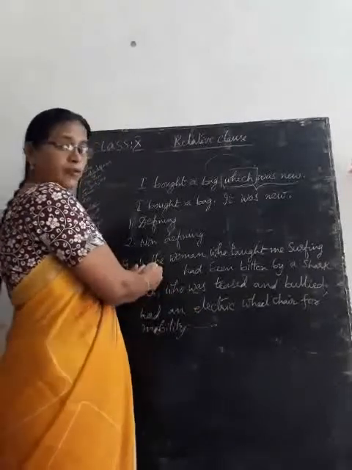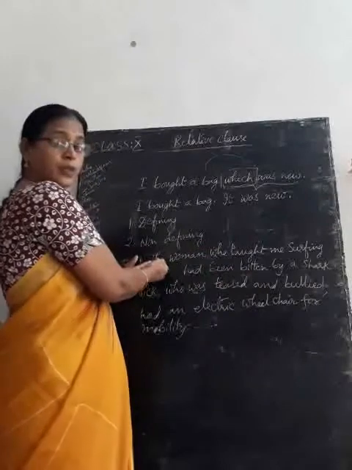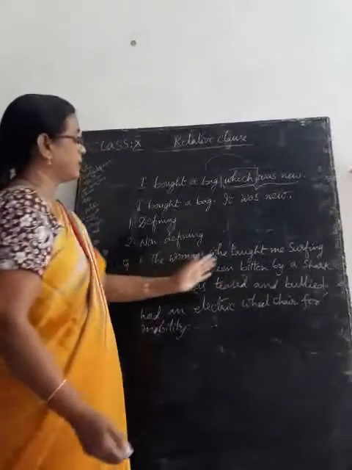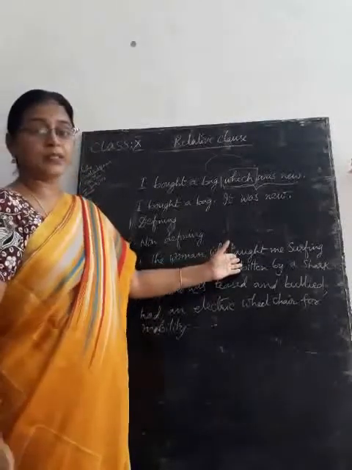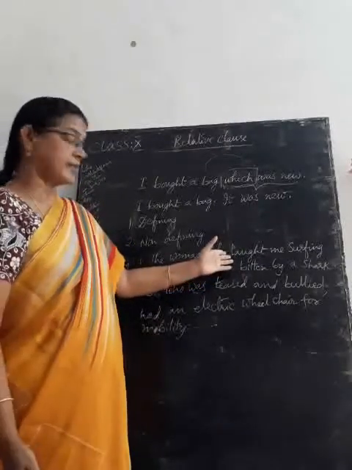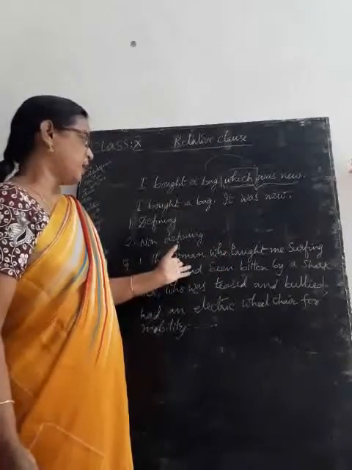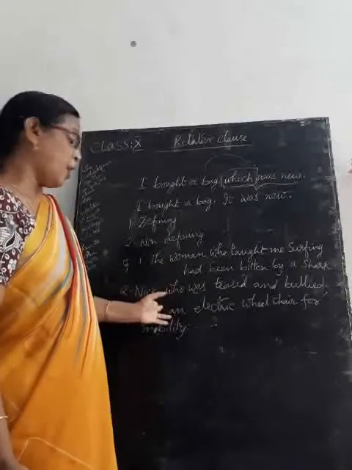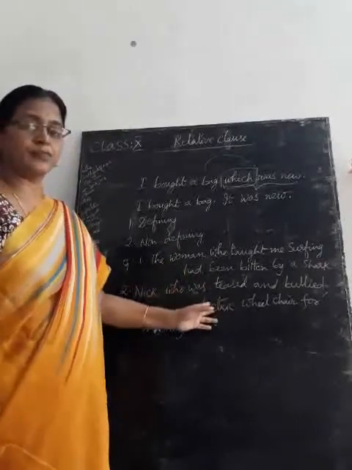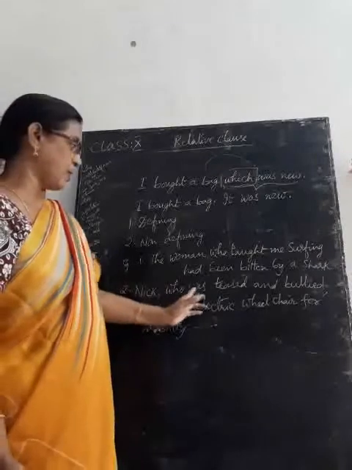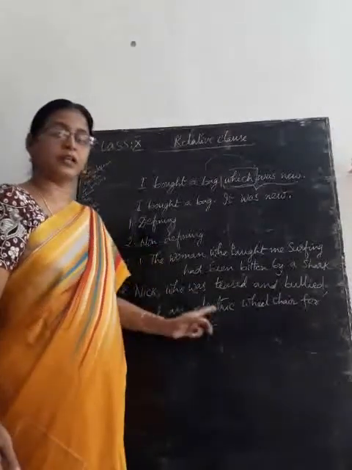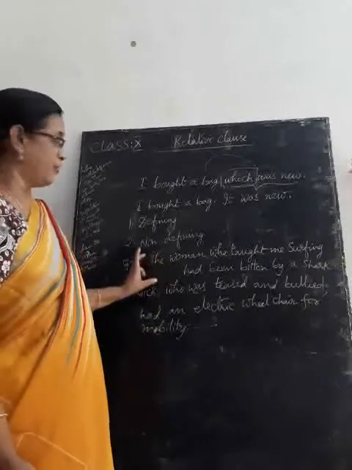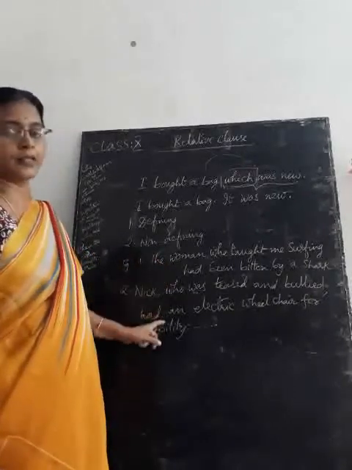Here defining relative clause, it defines the noun. What is the noun here? The woman. It describes or it qualifies the noun, the woman. So it is defining clause. Here the noun is given extra information. So it was separated by commas or hyphens. That is non-defining relative clause. Defining relative clause doesn't take comma. If you compare these two sentences, you can understand.